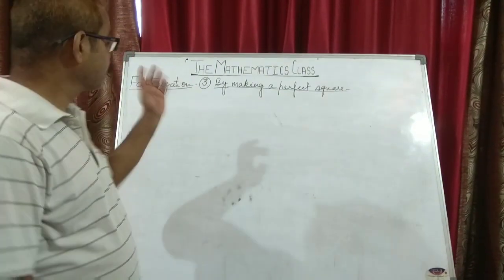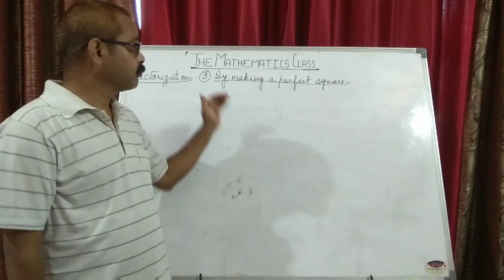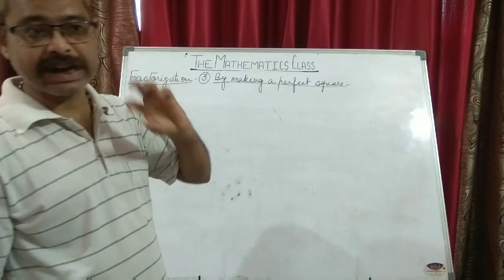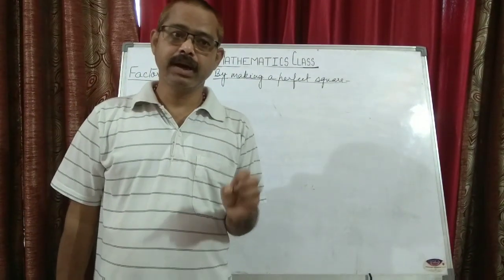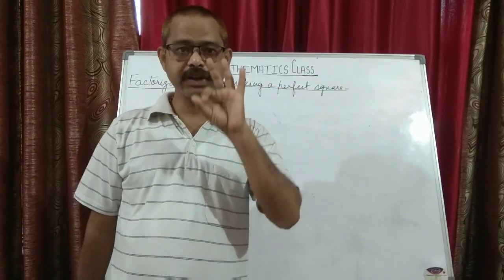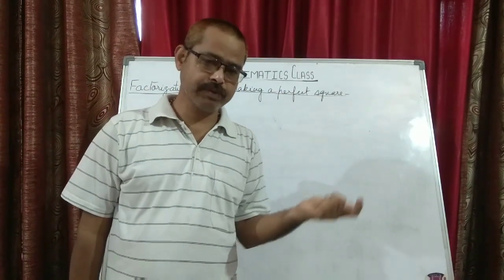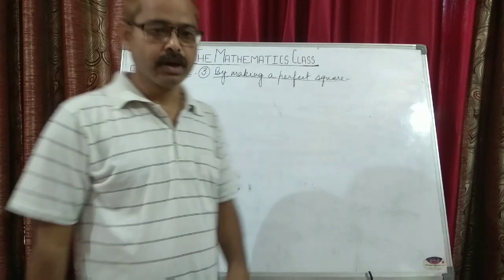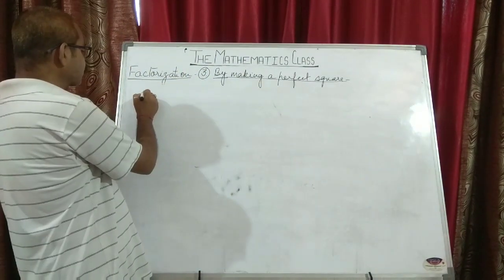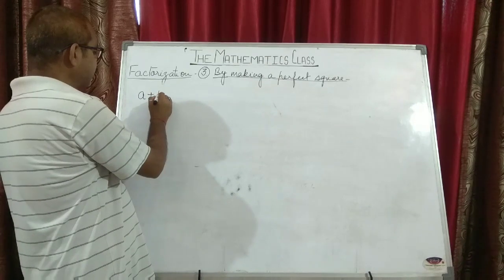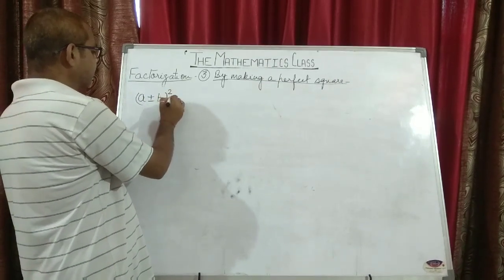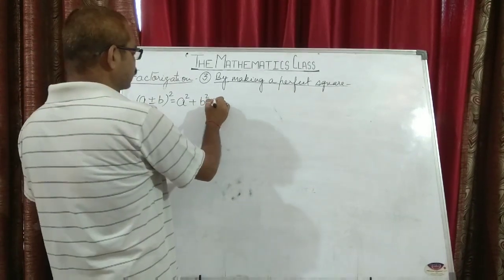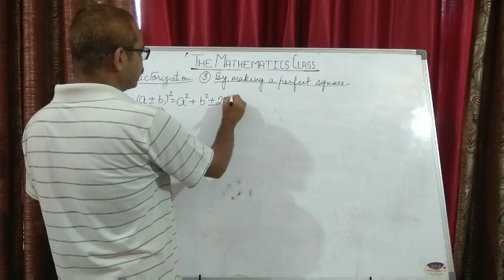Now the third type of factorization is by making a perfect square. Sometimes a trinomial is given. What is a trinomial? Any polynomial which has three terms. A trinomial is given which can be written in the form of a whole square. And you remember the formula of whole square, that is (a ± b) whole square can be written as a square + b square ± 2ab.